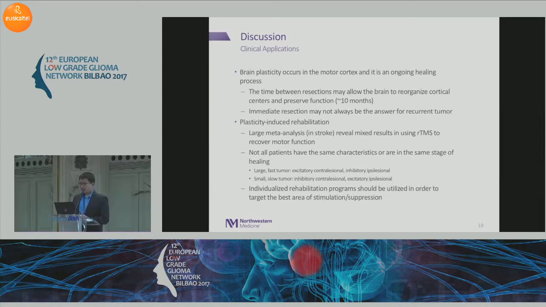And I think that what our study really showed was that patient-level factors and tumor-level factors affect how the patients will reorganize their cortical centers. So not all patients are the same. And for example, if you have a patient with a large, fast-growing tumor, it may be that you need a protocol of excitatory stimulation to the contralesional side, whereas slow, smaller-growing tumors may require more inhibitory protocols.